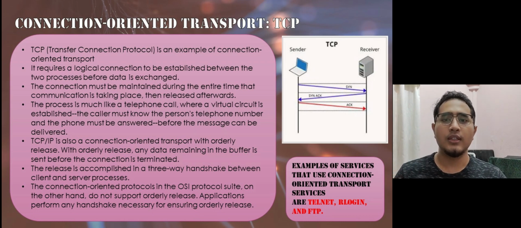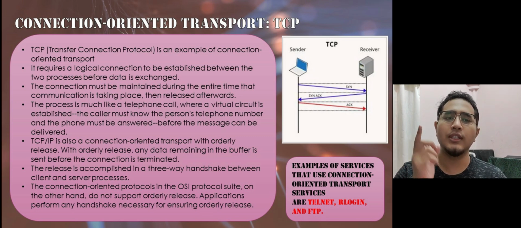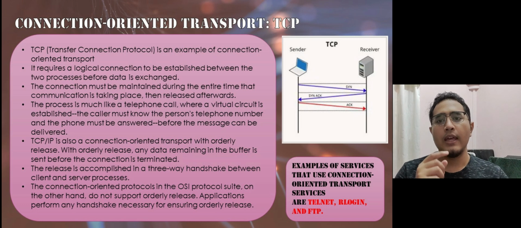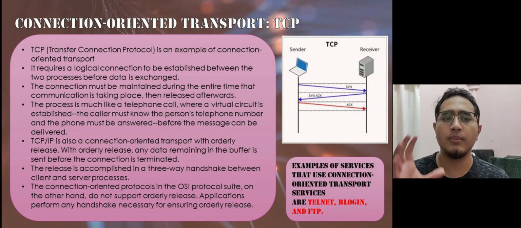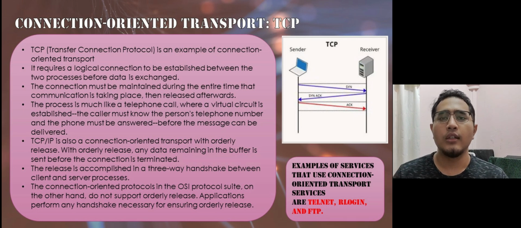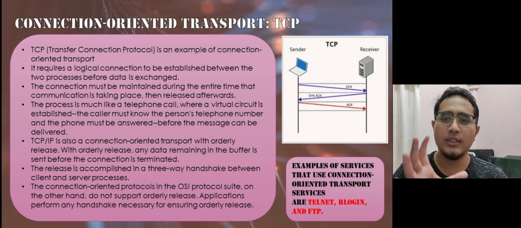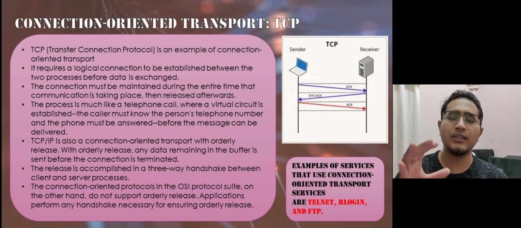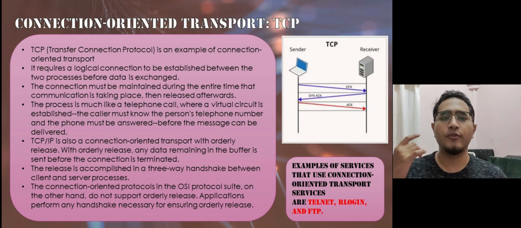TCP, Transmission Control Protocol, is an example of connection-oriented transport. It requires a logical connection to be established between the two processes before data is exchanged. The connection must be maintained during the entire time that communication is taking place, then released afterward. The process is much like a telephone call, where a virtual circuit is established. The caller must know the person's telephone number and the phone must be answered before the message can be delivered.